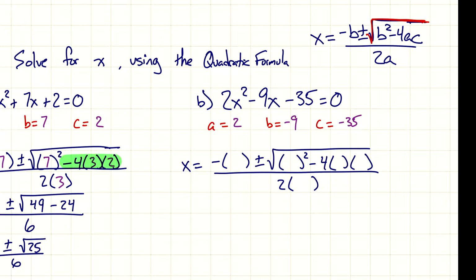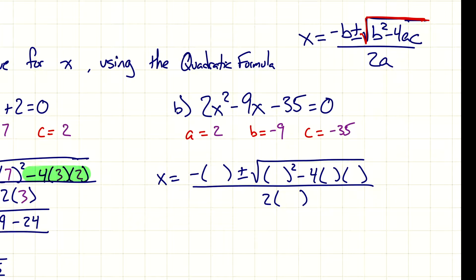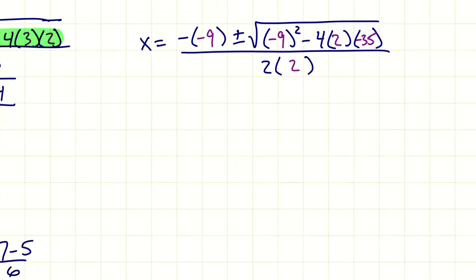All right, so now that we know our ABCs, we set up our formula. We just got to plug in all our values. So let's plug in our B's, negative 9, negative 9. And then we have AC, which is 2 times negative 35, and A on the bottom, which is 2. All right, once you've plugged them all in, then the next thing for us to do is just to simplify it. So one step at a time.